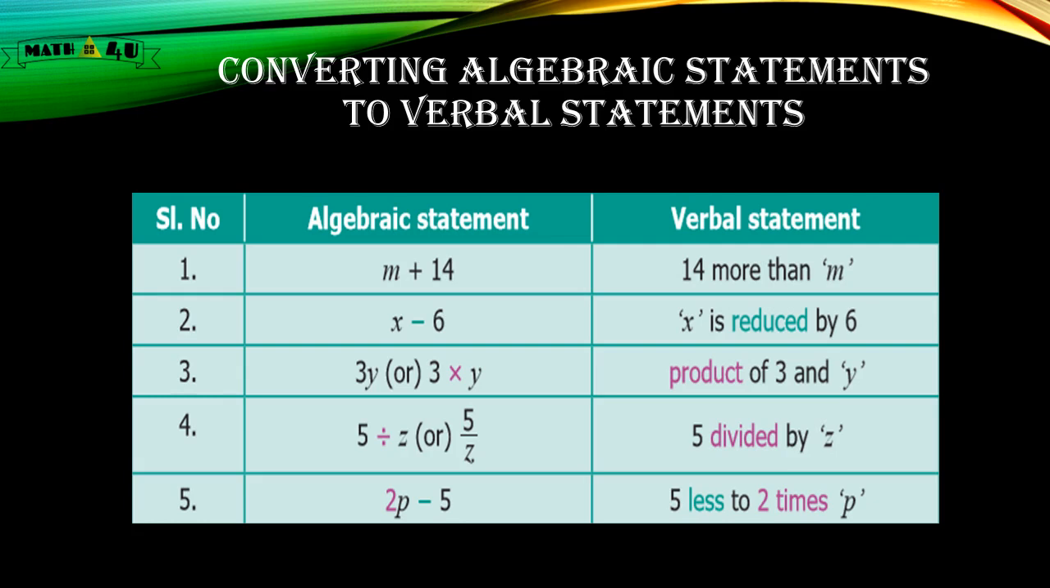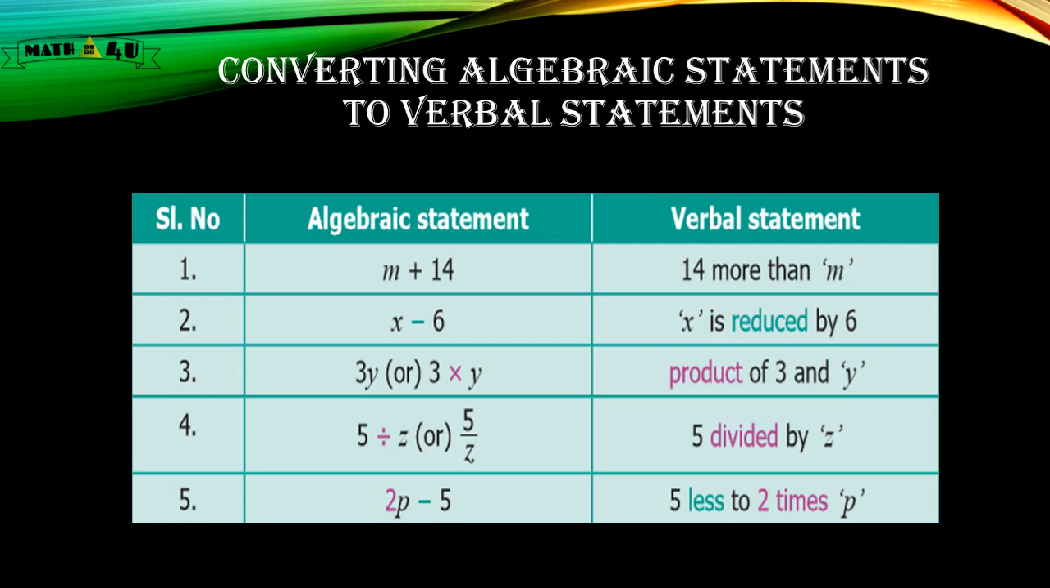Next, x minus 6. For minus we can write reduced or less. x minus 6 can be written as "x is reduced by 6" in a verbal statement. 3y. 3y is nothing but 3 into y. In verbal statement, it is the product of 3 and y. Next, 5 divided by z. In verbal statement, it is 5 divided by z.